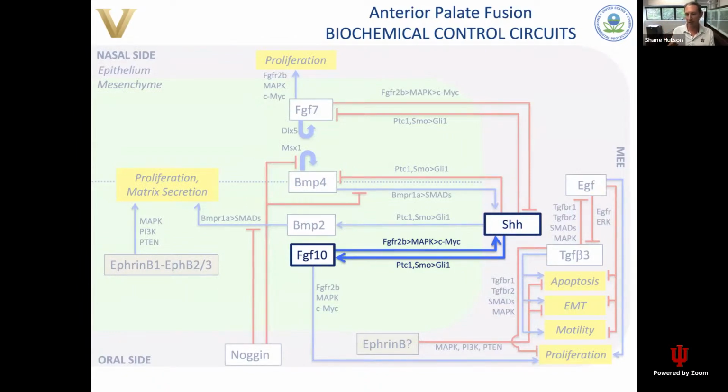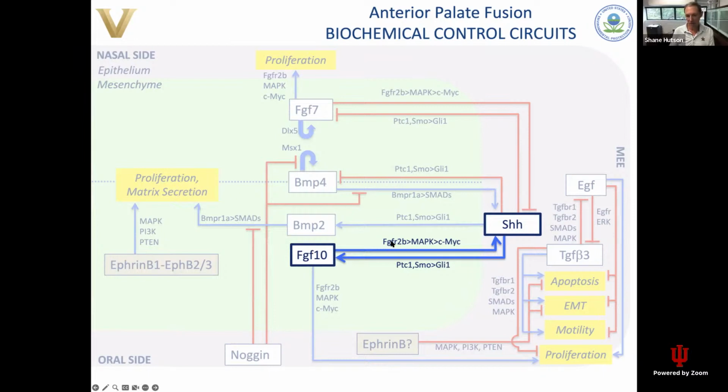One is this feedback between sonic hedgehog, SHH, and fibroblast growth factor 10, FGF10, and they are mutually reinforcing. So the epithelial cells secrete sonic hedgehog, and that then drives the mesenchymal cells to secrete FGF10, which in turn drives the epithelial cells to secrete sonic hedgehog. So we have this positive feedback loop between those, and we get really strong areas next to one another. They're secreting those two compounds.